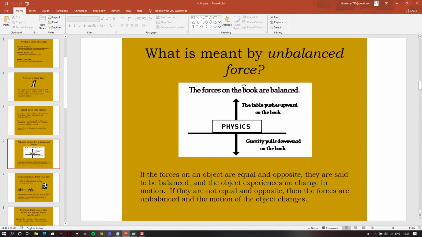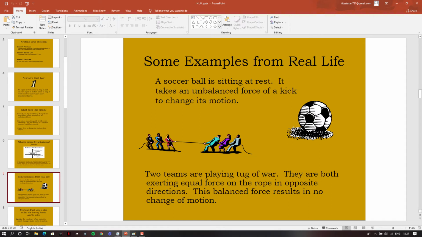So what is meant by unbalanced force? I told you about the forces, like the table pushes upward towards the book, gravity pulls the book downwards. What unbalanced force is: the tug of war example, the soccer ball sitting at rest. I told you this example, that we need to give the soccer ball a kick to put it in motion. The tug of war example I gave you.